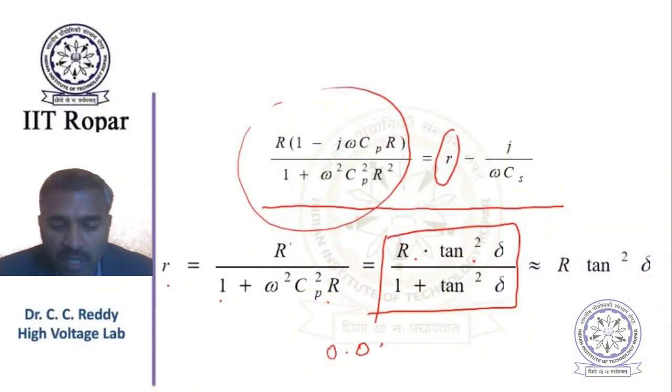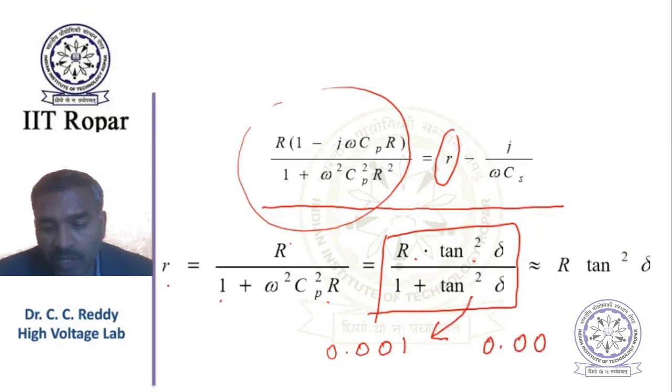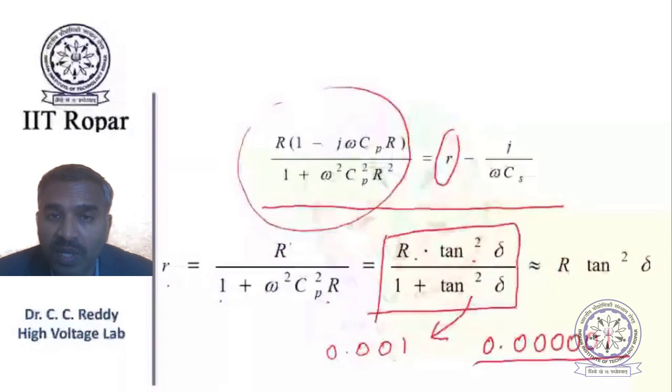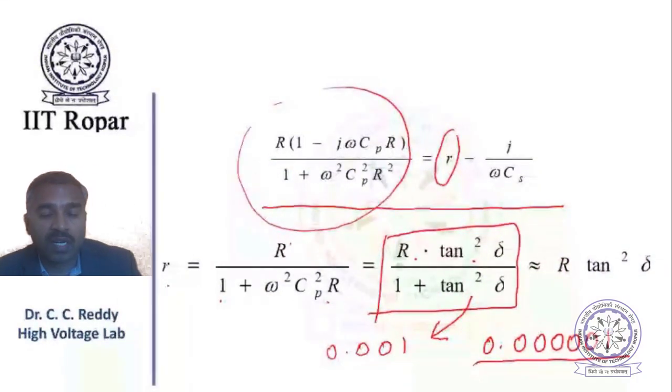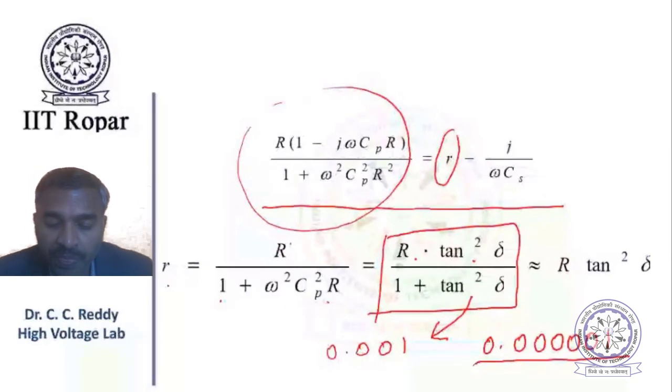So tan square delta is how much? 0.000001. Right? It is very small. So therefore, this is the order I have written. Please do not conclude that for every material it is 0.001. It is in the order. In this order it will be.